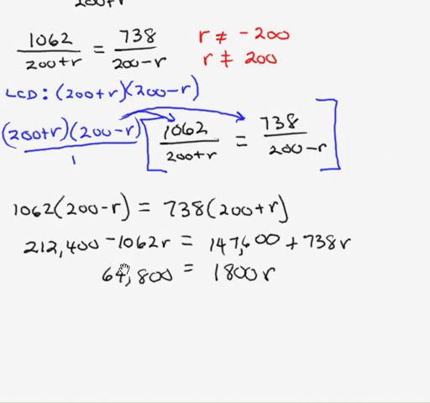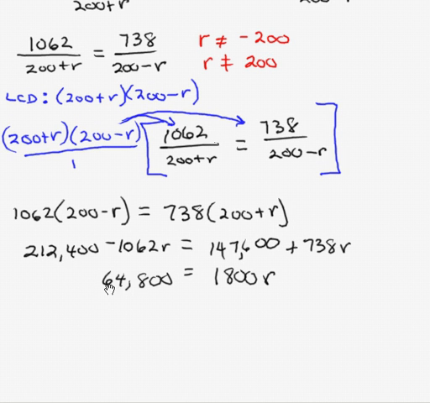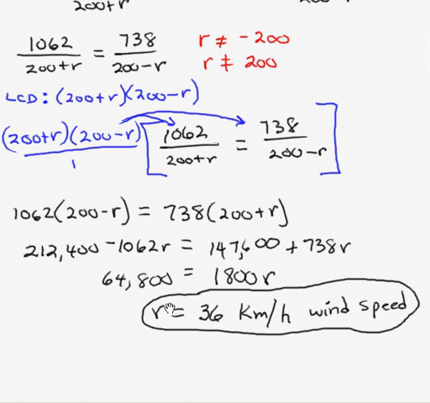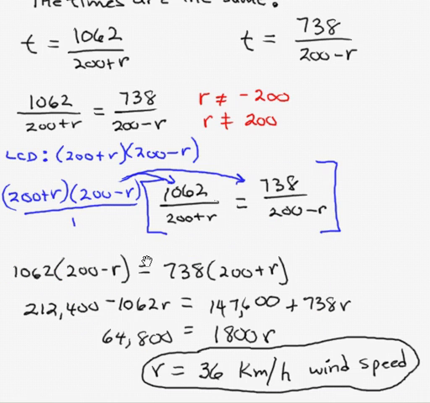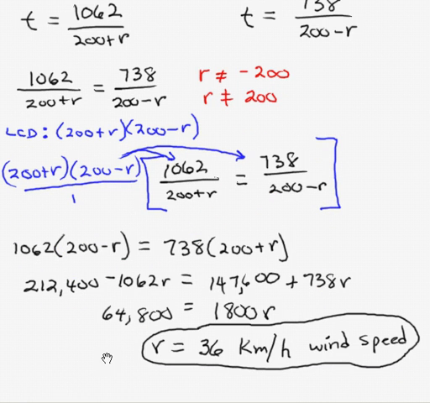If we get all the constants together by subtracting 147,600 from both sides, we get 64,800. If we get all the r's together by adding 1,062 r's to both sides, that gives us 1,800r. And dividing by 1,800, we find out that r is 36 kilometers per hour. Did we answer the word problem's question? Well, the question is find the speed of the wind, which we're using r to represent. We solved for r, so the rate is 36 kilometers per hour. That's not my restriction 200, so we're doing okay.